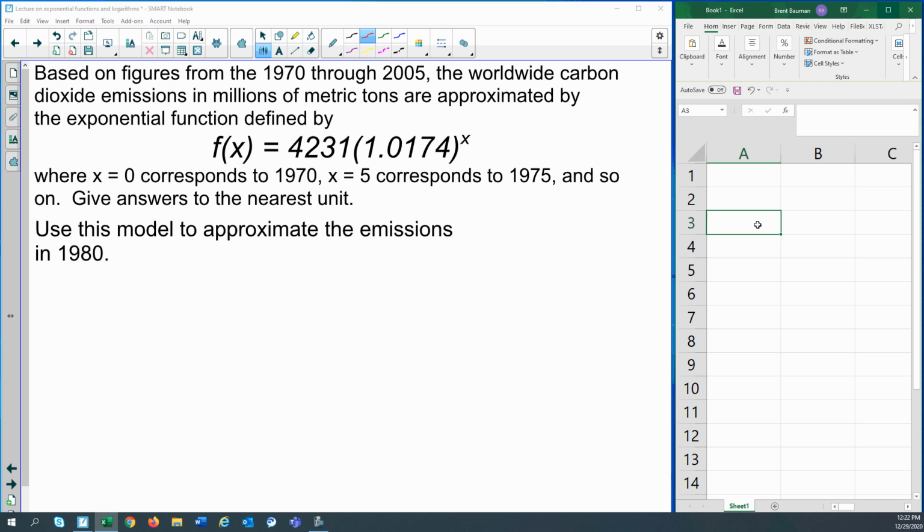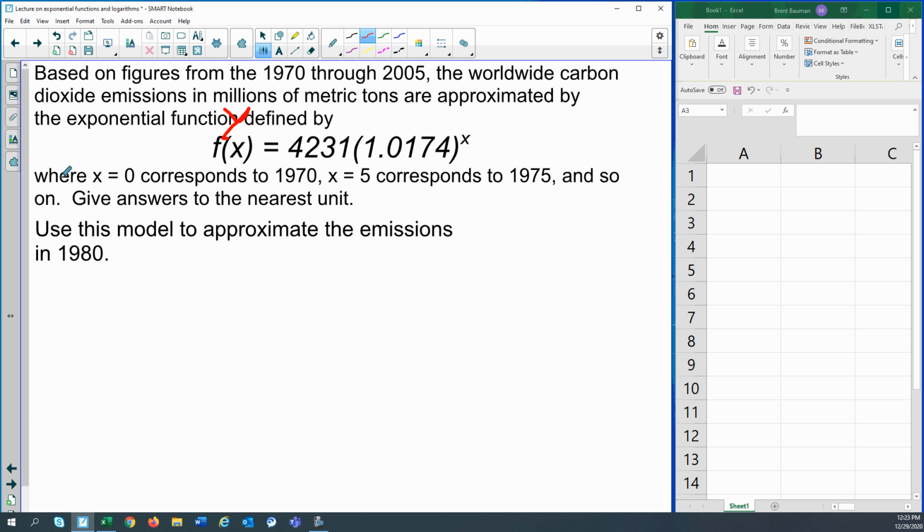Okay, so we have a word problem that's discussing the worldwide carbon dioxide emissions from 1970 to 2005. And we have a function to deal with. This is function notation, f of x. This is similar to using y here, but we're now notating that this is a function. It has the properties of a function, and we're dealing with an x value here to plug in. So whenever we say f of 2, we plug in 2 for x and evaluate.